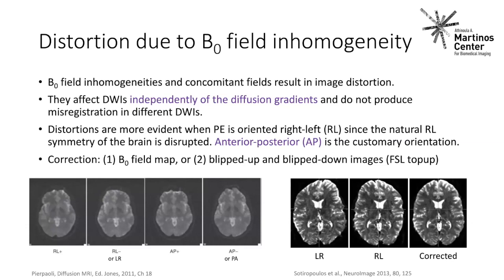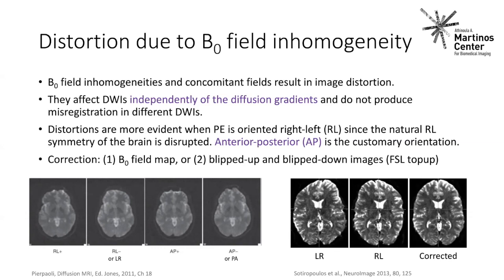And the third artifact is distortion due to B0 field inhomogeneity. B0 field inhomogeneities and concomitant fields result in image distortion, and they affect the images independently of the different gradients and do not produce misregistration in different images. In other words, if the phase encoding direction is the same and the echo spacing is the same, then all the DWIs have the same distortion because of the B0 field inhomogeneity. There's no misregistration.